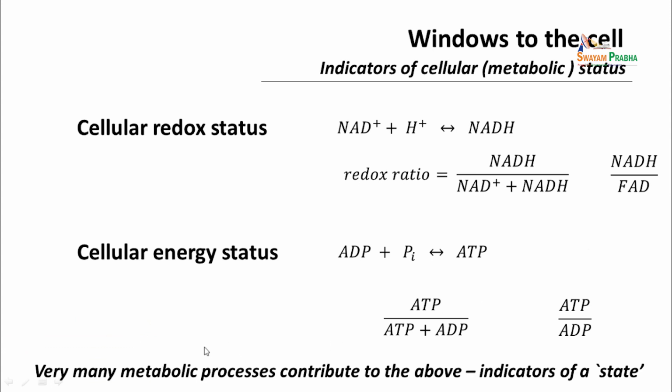What one needs to understand is that very many metabolic processes contribute to the above. Okay, so it is not a one-to-one kind of relationship. So many things contribute to redox status, so many things contribute to energy status. So one needs to have some level of interpretation, or one needs to interpret this in a fuzzy fashion. It's more of an indicator.